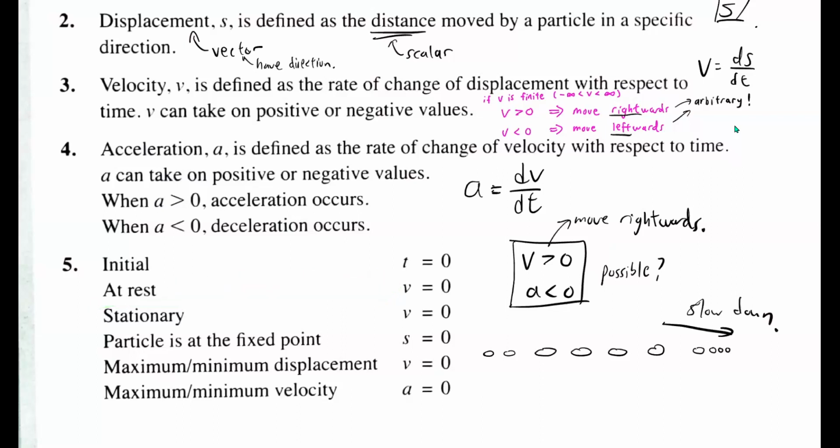Like when it's not moving. When it's not moving, right? That's one possibility. That's at rest. Yes, correct. But there is another scenario where v is also equal to 0, which is the next line, when the particle is what they call stationary.